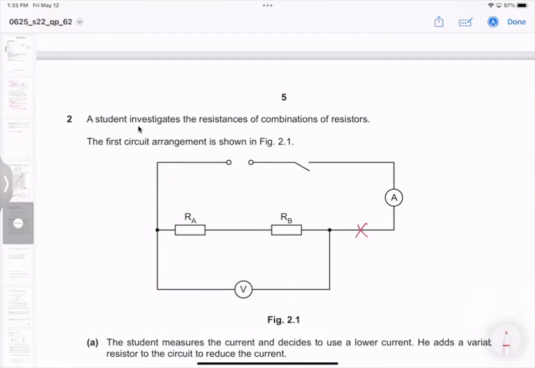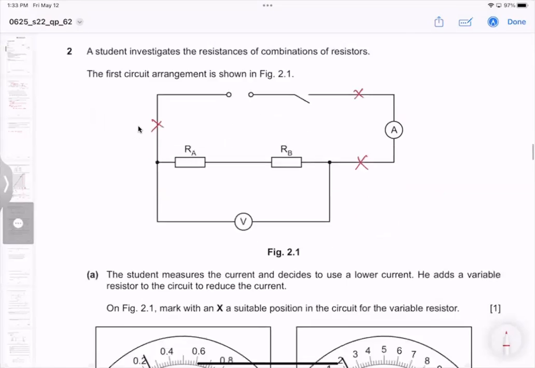Here? I think yes. It's okay. Here or there, it's okay. Even here. These 3 positions are accepted. So I'm going to put an X sign to the place where we can place the variable resistor in order to control the current, to minimize the current to the lowest.